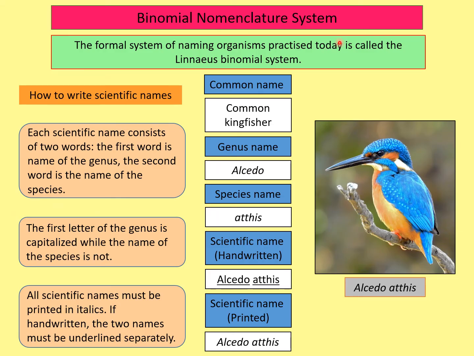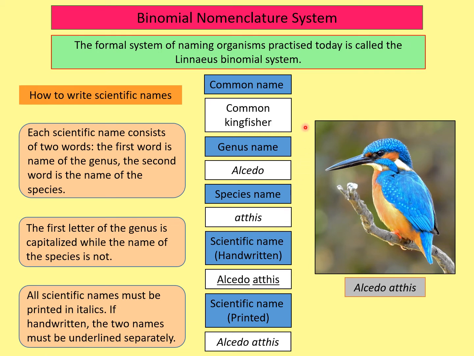Binomial nomenclature system. The formal system of naming organisms practiced today is called the Linnaeus binomial system. How to write scientific names? Each scientific name consists of two words. The first word is the name of the genus. The second word is the name of the species. The first letter of the genus is capitalized, while the name of the species is not. All scientific names must be printed in italics. If handwritten, the two names must be underlined separately.